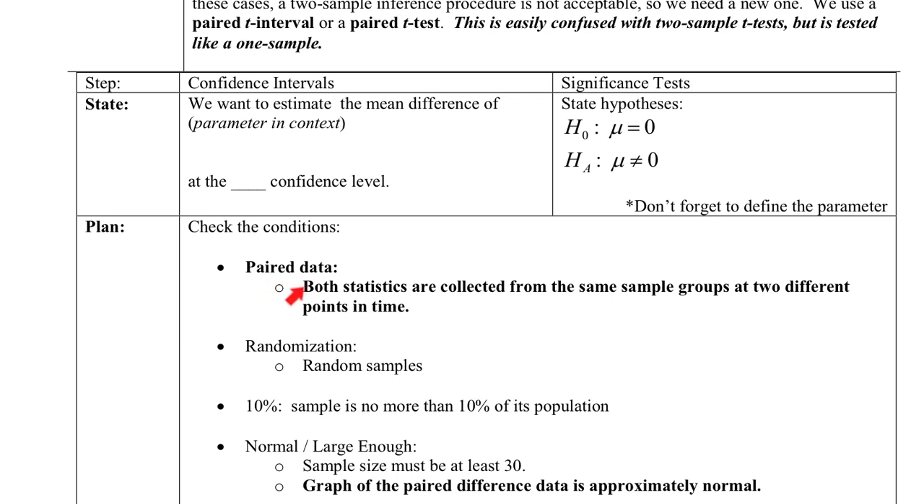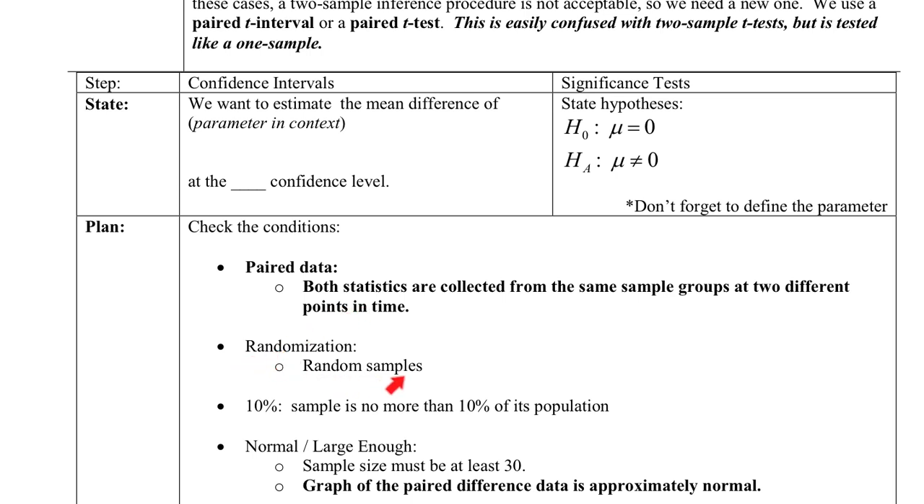We're going to do a paired test. Both statistics are collected from the sample groups at 2 points in time. So this is called paired data or matched pairs data. It's okay if you say matched pairs here, you won't lose any points for that.